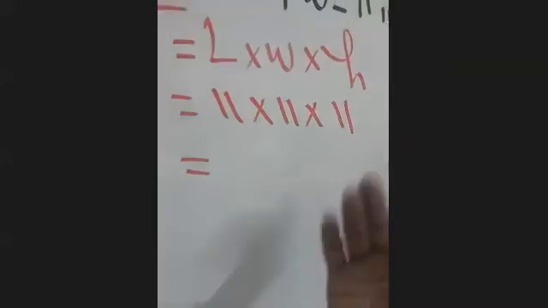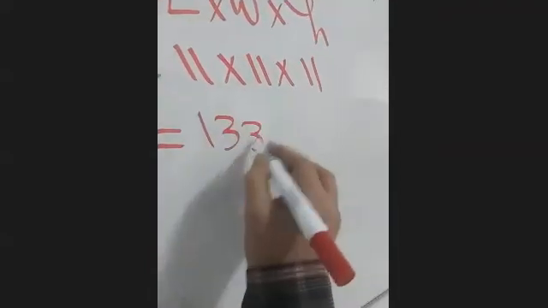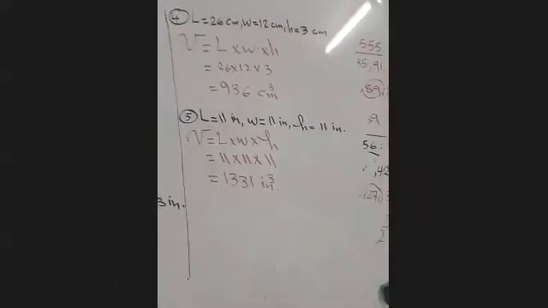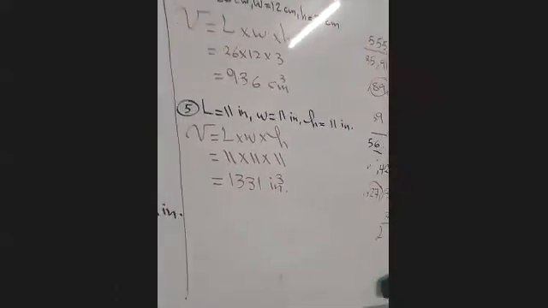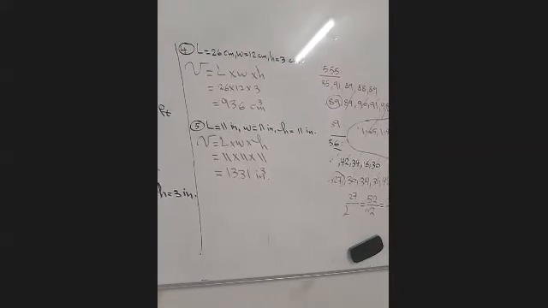Length, width, height, how much? 11. So 11 times 11 times 11, right? Equal. Do you know how much these numbers are? 11 by 11 by 11. Multiply. Do you know how to multiply? Yes. 1331 cubic inch. This is question 5. Do you understand it, my son? Yeah. Yalla. Question 6.